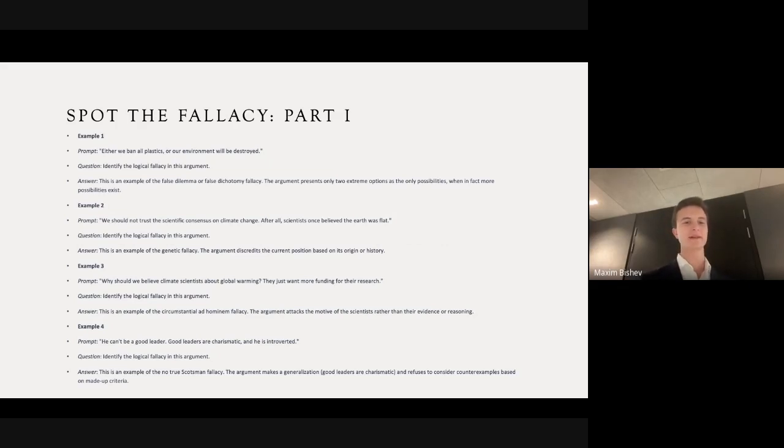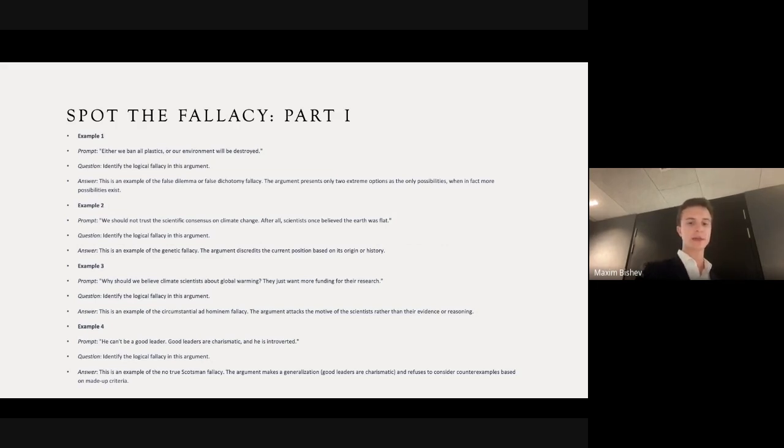Okay. Spot the fallacy. Either we ban all plastics or our environment is destroyed. Here you have a false dichotomy. Some of these fallacies we haven't covered. So false dichotomy means it's got to be one or the other. And if it's not one, it'll be this other terrible thing. Either you come to my philosophy courses or you'll be stupid and ignorant for the rest of your life. That's a false dilemma, false dichotomy.